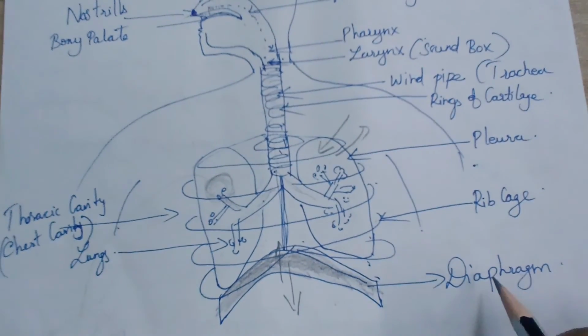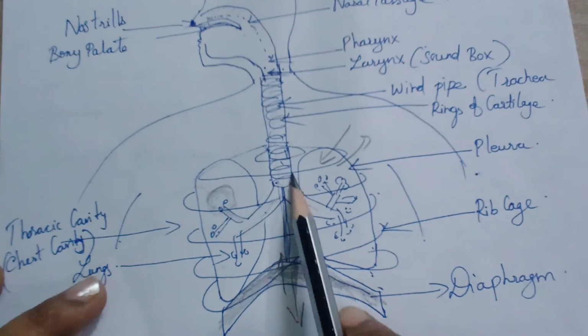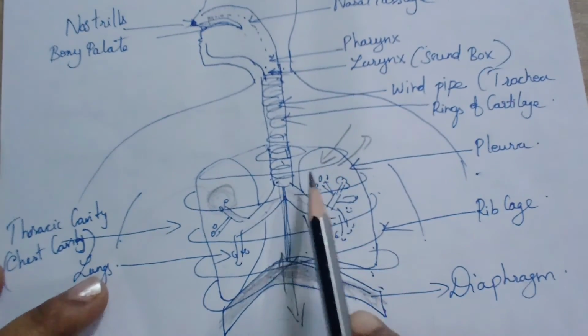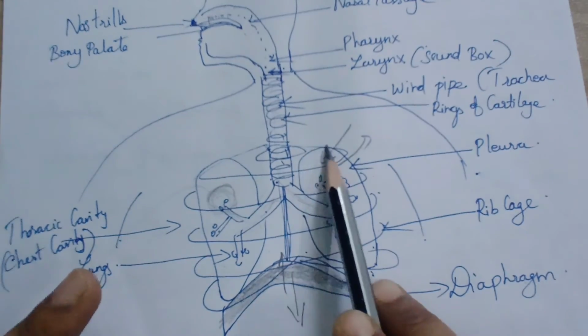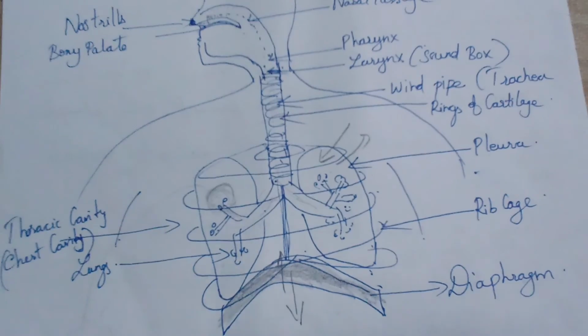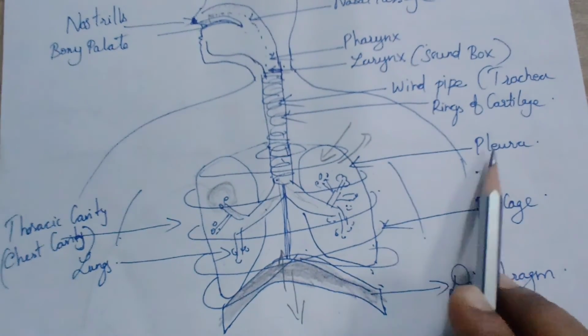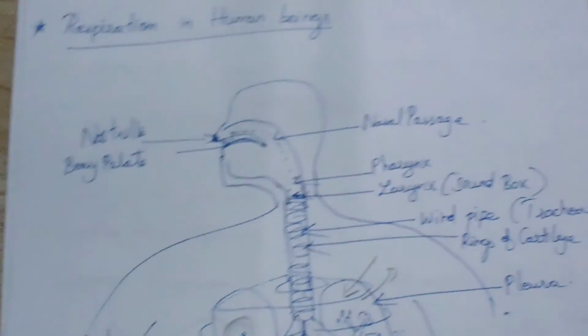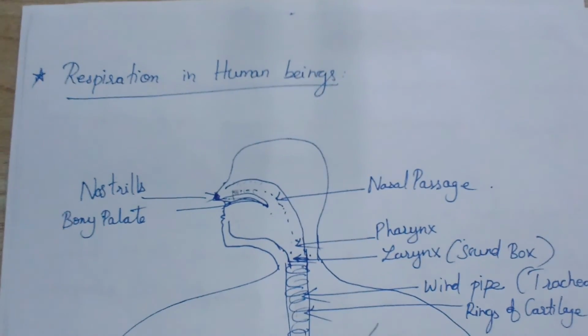Okay, and then one more thing, this lung is covered with a thin skin-like structure called pleura. Okay, it is covered by a thin skin-like structure called pleura. That's all about respiration in human beings. I hope you understand that. Thank you.